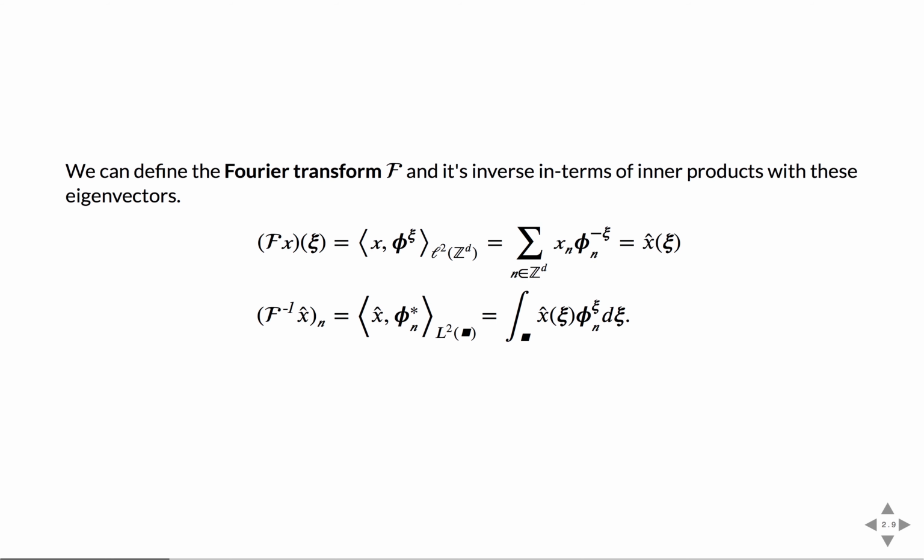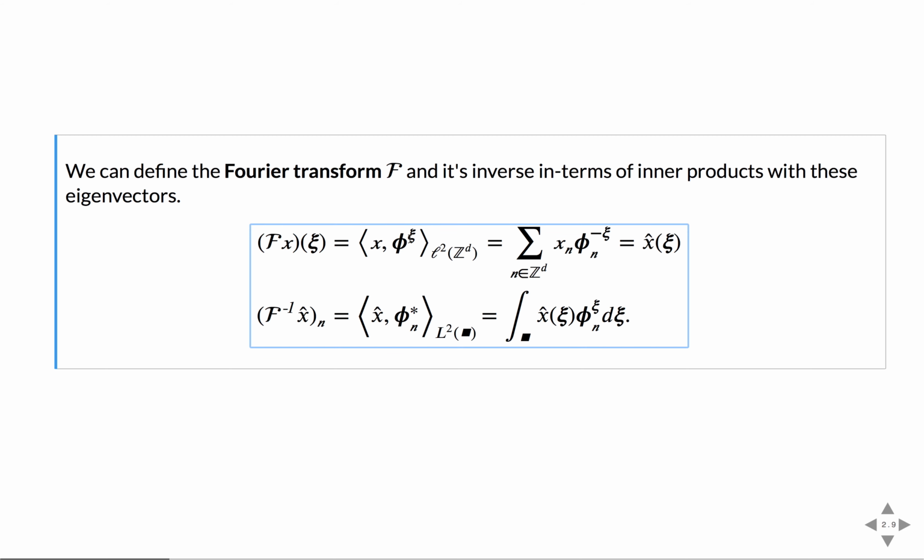And since this is the Fourier basis, then we can say that when you project some sequence x using these vectors, we call it a Fourier transform. Okay, so you have the regular Fourier transform, which is defined by this inner product on this domain, and you have the inverse, which is the corresponding inner product, but on the continuous domain of square integrable functions.